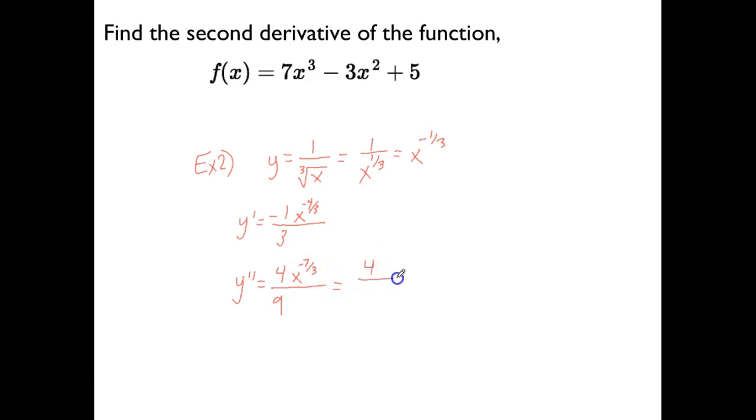It'll be 4 on top, and I'm going to move this whole thing to the bottom. 9 times x to the 7/3. Now it's going to be positive. And what people are really bad at, let's rewrite this. Remember, the denominator is the root. So I'm going to have 9 times the cube root of x, and this 7 stays as an exponent. And that would be the second derivative. There you go.